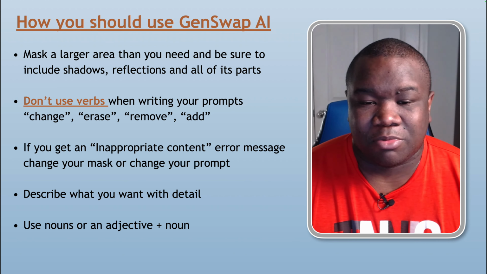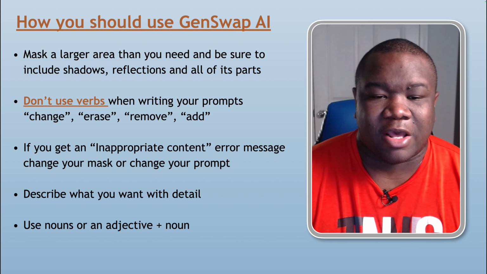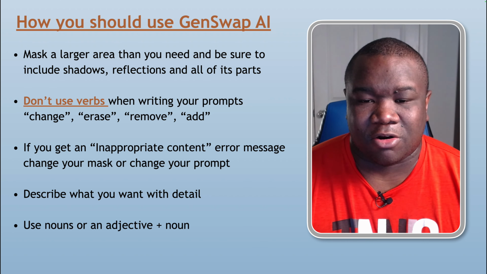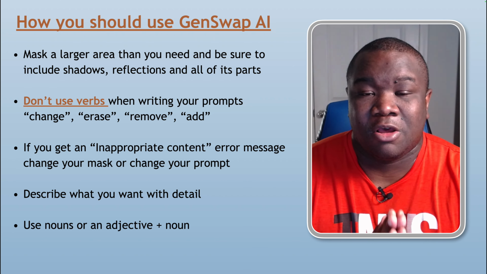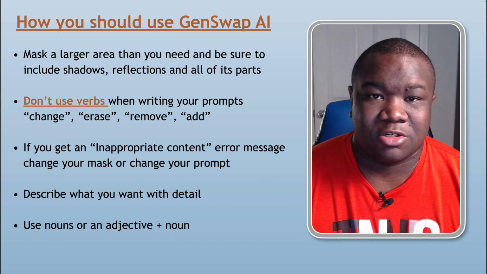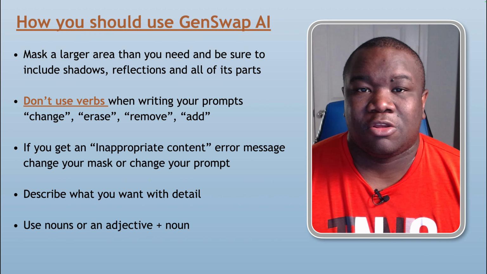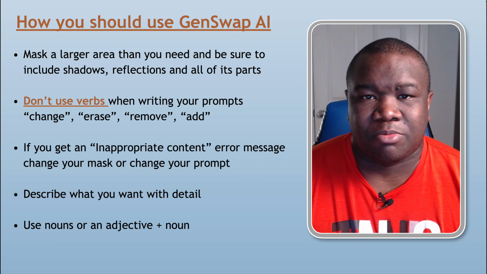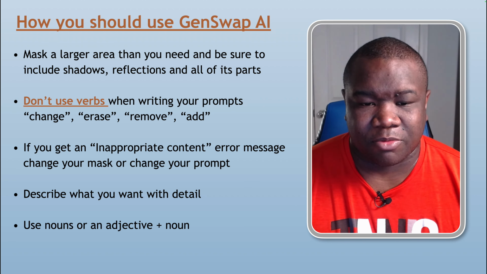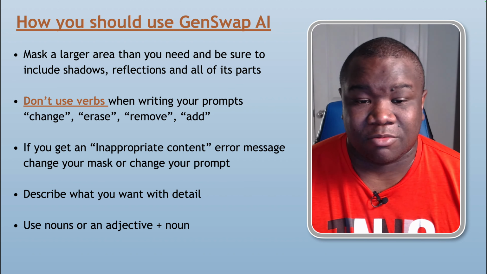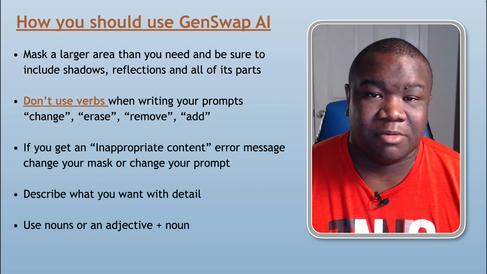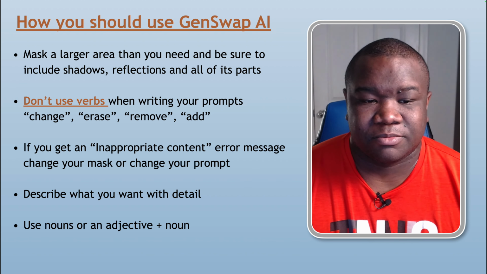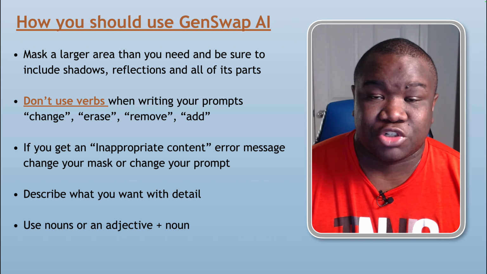If you get an inappropriate content error message, change your mask or change your prompt, all right? But also, if you go to the guidelines page that I have linked in the description box, you'll be able to see some of that information of what is considered appropriate and inappropriate. So that way, if you're getting those guideline errors or inappropriate content, it may be because of one of those issues, and that's why you need to change your prompts or change your mask.